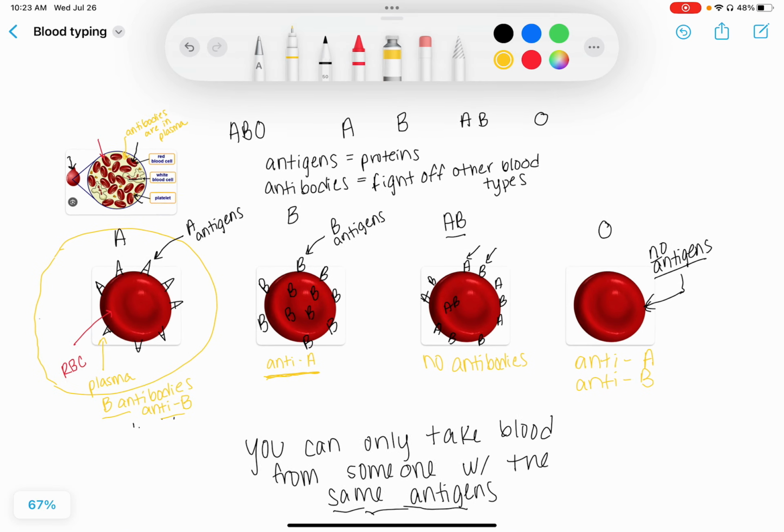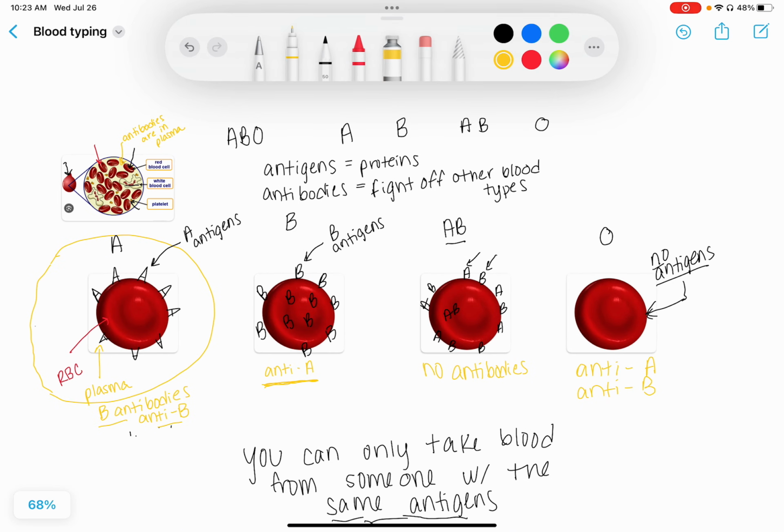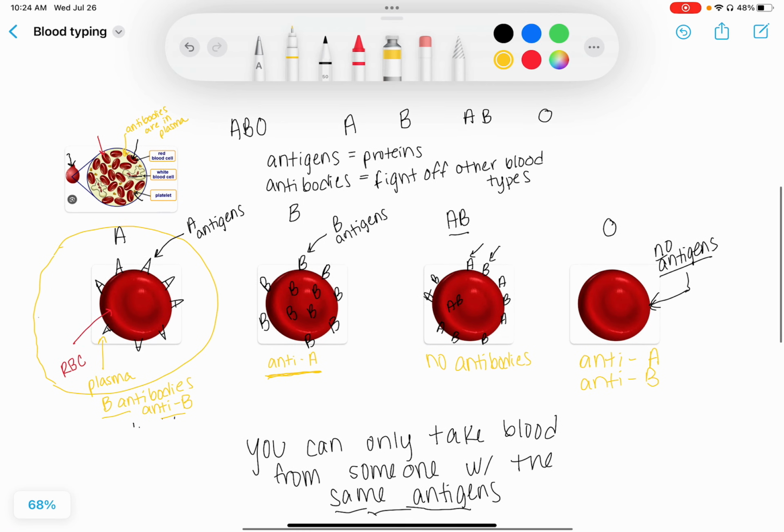All right, so that is just the basics of blood typing. I'll move on in a second to talking about positive and negative, but I think that's that for this section.